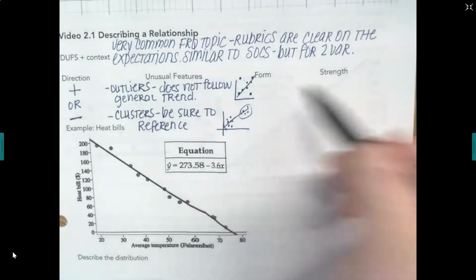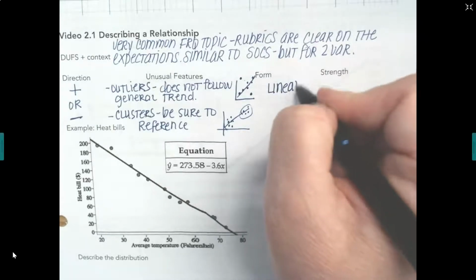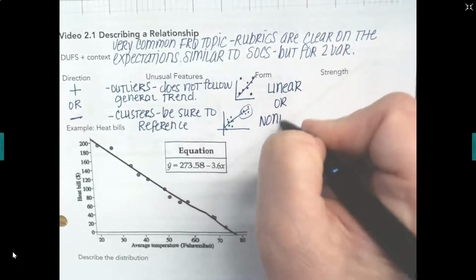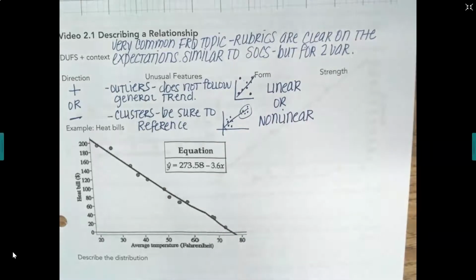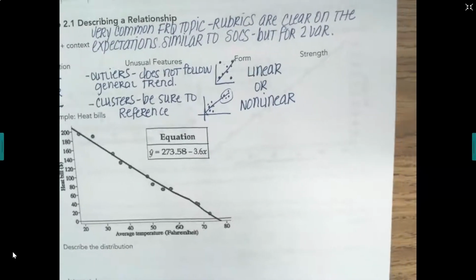So for our form, we're going to go with it's either linear or nonlinear, because in AP Stats, we're pretty much keeping to just linear regression. So you want to make note whether your scatter plot is linear or nonlinear.